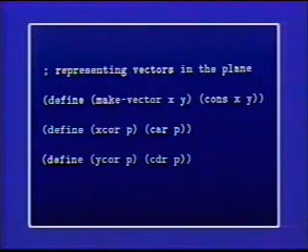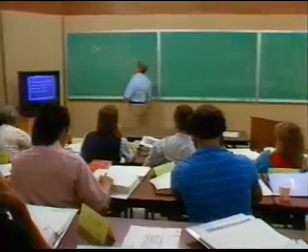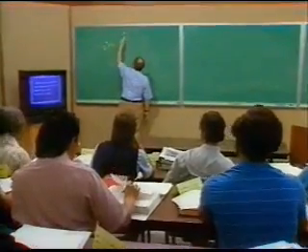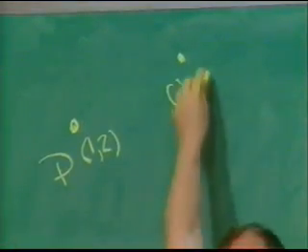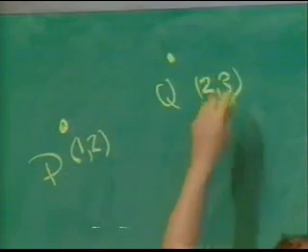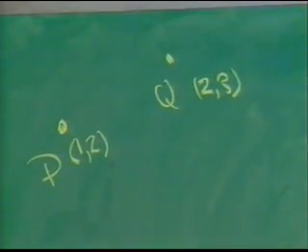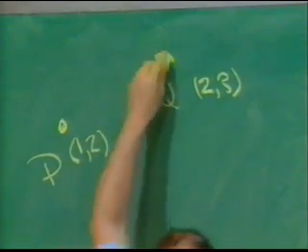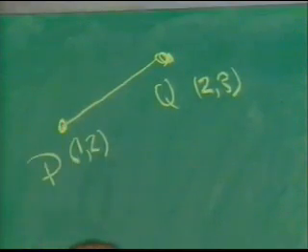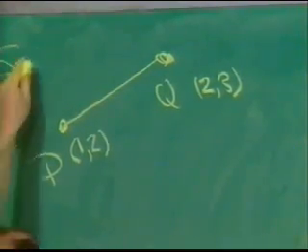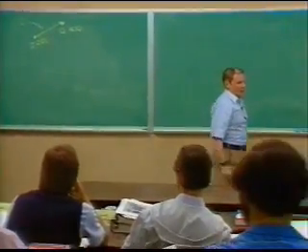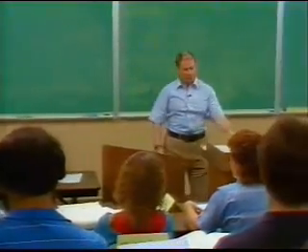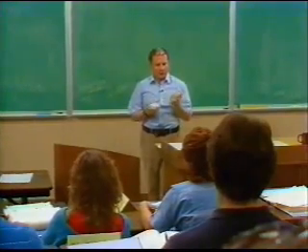Well, given points in the plane, we might want to use them to build something. So for instance, we might have a point P and a point Q. So P might be the point 1, 2, and Q might be the point 2, 3. And we might want to talk about the line segment that starts at P and ends at Q. Right, and that might be the segment S. So we might want to build points or vectors in terms of numbers and segments in terms of vectors.